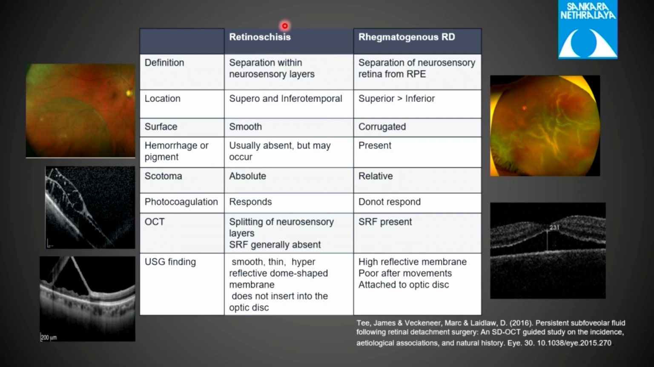Scotoma: in retinoschisis, the patient comes with the complaint of absolute scotoma, whereas in rhegmatogenous RD, it is a relative scotoma. Can someone tell what is absolute and relative scotoma? What is absolute scotoma? First year, someone?